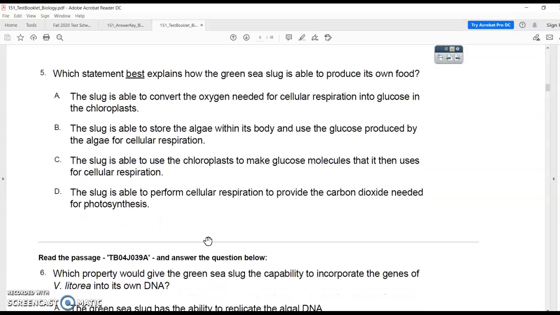So question 5 is asking how is that sea slug able to produce its own food, and the correct answer is C. Now the reason it's C is, remember that relationship between photosynthesis and respiration. So when the sea slug isn't consuming food for energy, it is able to perform photosynthesis because of that DNA that it has spliced into its own DNA. And so it makes glucose during photosynthesis and then breaks that glucose down for respiration.